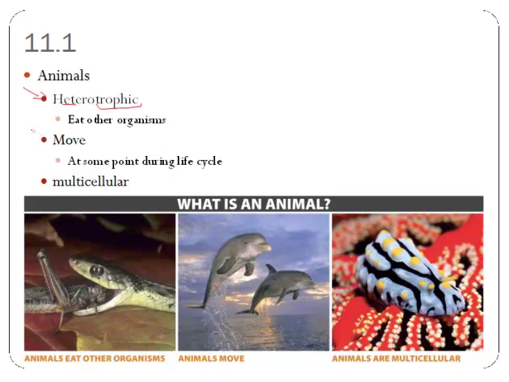Also, all animals move at some point during their life cycle. Some animals might only move as larval stages, and then they settle in one location and grow into the adult stage, but at some point in their life cycle they move. And all animals are also multicellular.